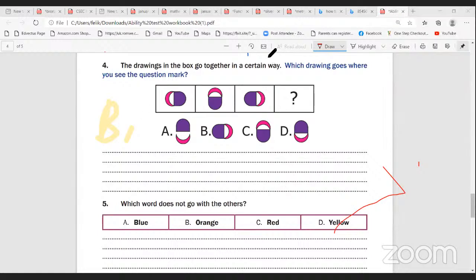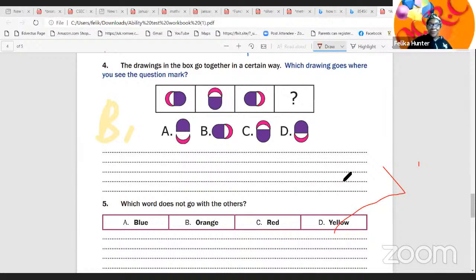The drawings in the box go together in a certain way. Which drawing goes where you see the question mark?